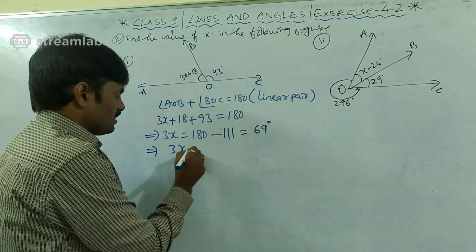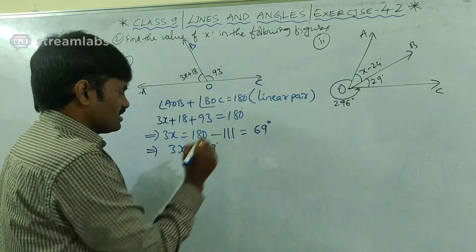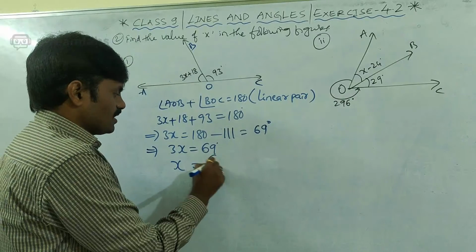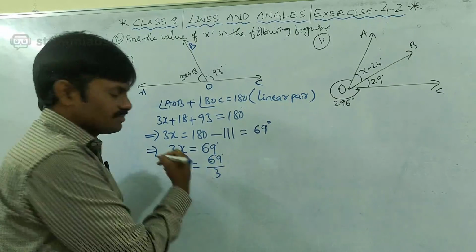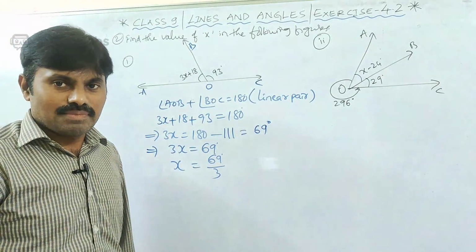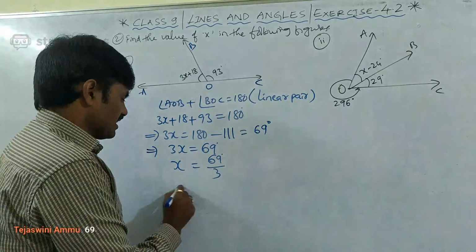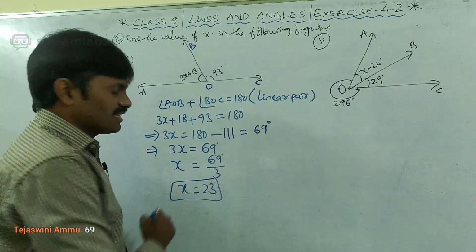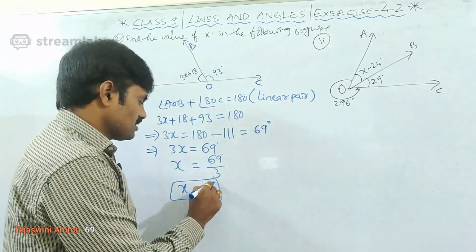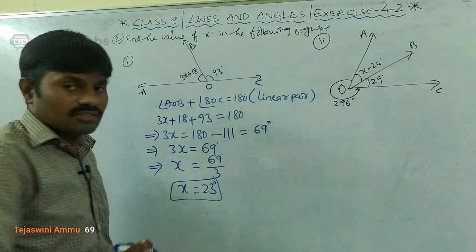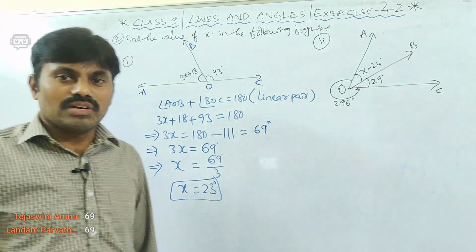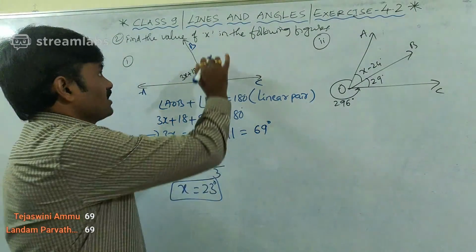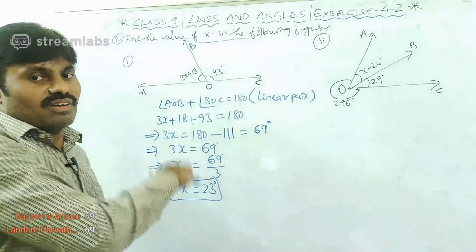That means 3x is equal to 69 degrees. Then x is equal to how much? 69 degrees divided by 3. 3 divides 69, 23 times. So the answer is 23 degrees. So the final answer is 23 degrees. Is it clear? They asked us to find the value of x by using this.